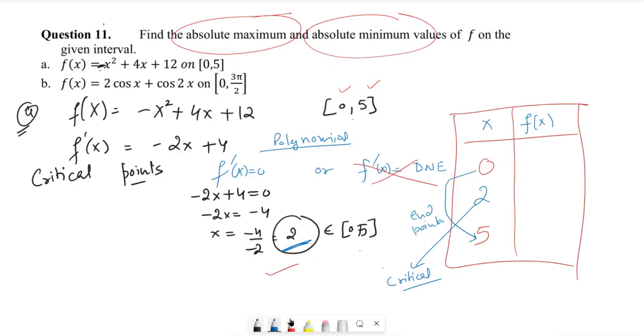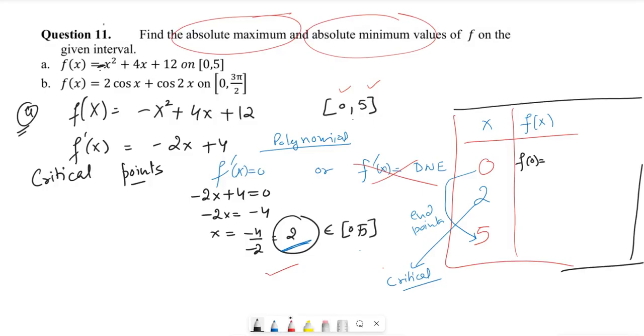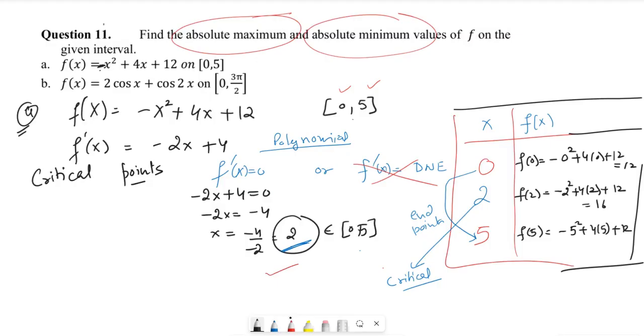So f of x, meaning f of 0, is gonna be, let's delete that, make it bigger. F of 0 is gonna be negative 0 square plus 4 times 0 plus 12, 12. F of 2, negative 2 square plus 4 times 2 plus 12. 4 times 2 is 8 minus 4, 4 plus 12, 16. F of 5, negative 5 square plus 4 times 5 plus 12. Negative 25 plus 20, negative 5 plus 12 equal to 7.